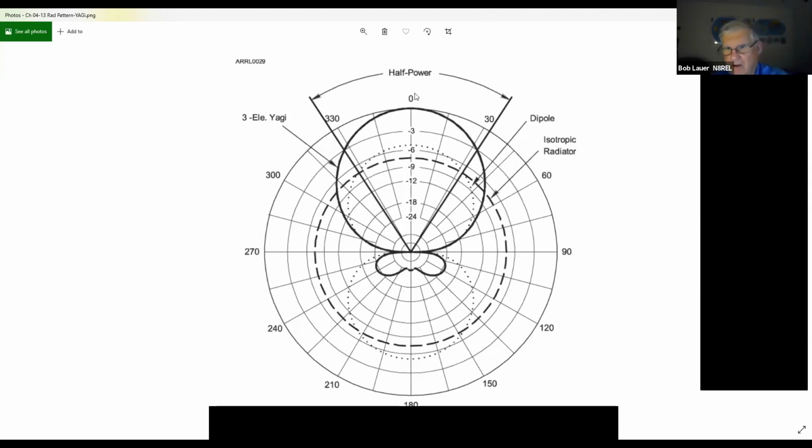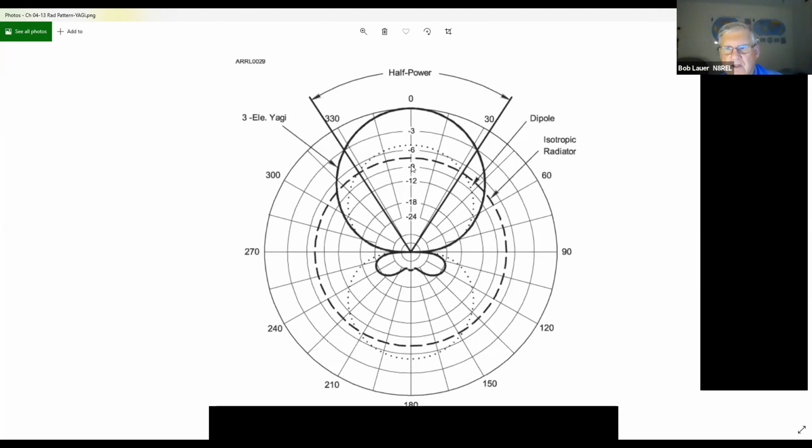Now, to compare, think about this. You've got your beam antenna and you're getting out this far. Now if you go to your vertical omnidirectional antenna, all of a sudden you're not getting out this far. All of a sudden you're losing 7 or 8 decibels of power. And that's a lot. It's as if you cut your power by 75%.